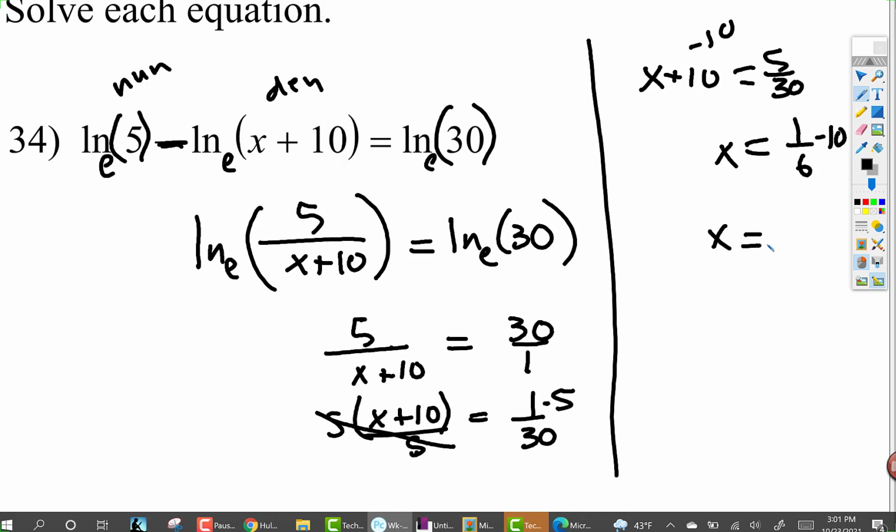So x is equal, well, 10 is the same thing as 60 divided by 6. All I did is rewrite 10 as 60 divided by 6, and I did that so that these two have the same denominator, and then that's easy. 1 subtract 60 is negative 59 over 6. And then you'd always have to remember to check your solution, because once in a while it'll actually be a no solution.